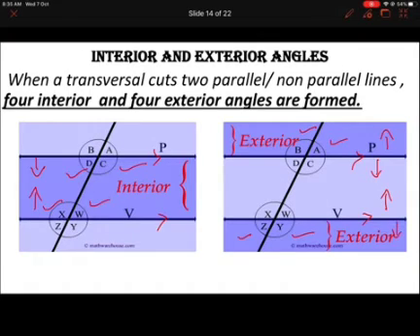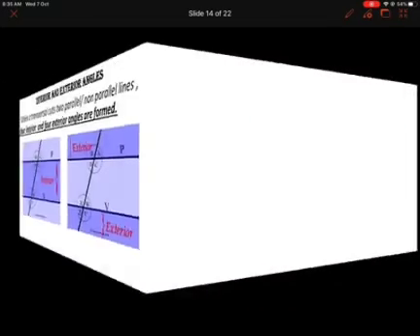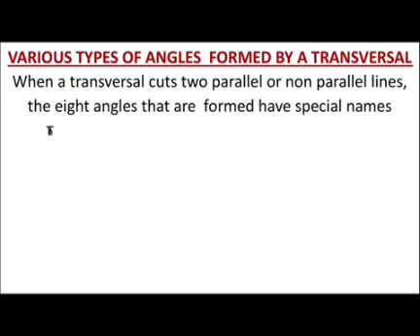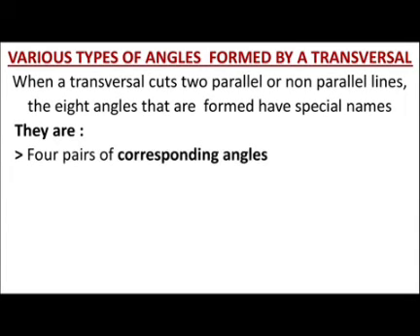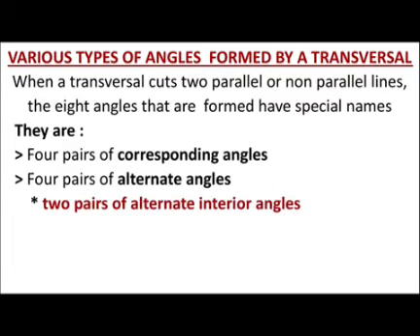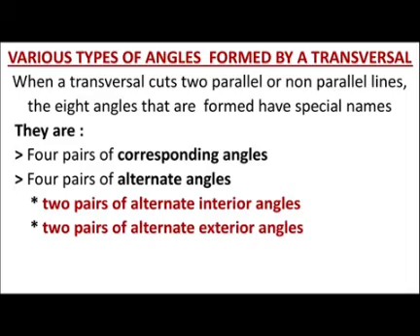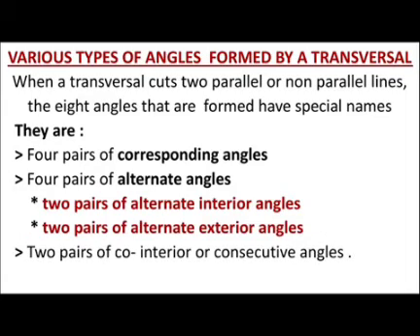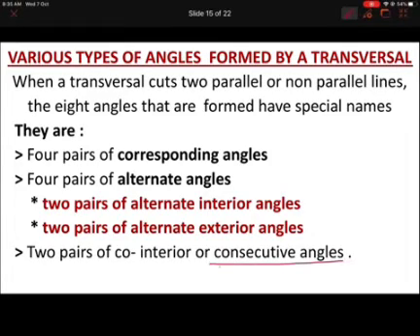Okay, now let us see what the names of these angles are. The first one, various types of angles are formed and they all have special names. They are 4 pairs of corresponding angles, 4 pairs of alternate angles, 2 pairs of alternate interior angles, 2 pairs of alternate exterior angles, and 2 pairs of co-interior or consecutive angles. These are called consecutive angles. They are also called allied pair, but we'll use the name co-interior or consecutive angles. Now let us see what each pair is.